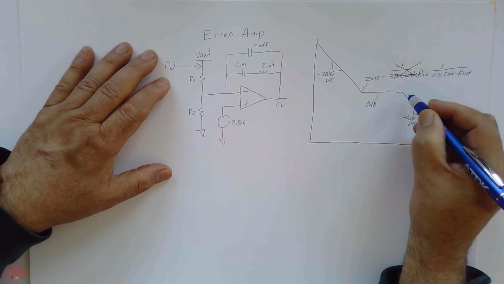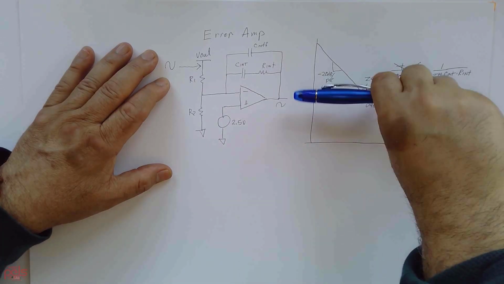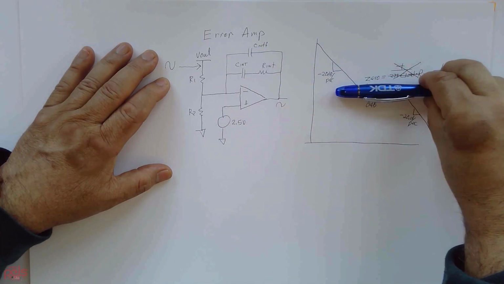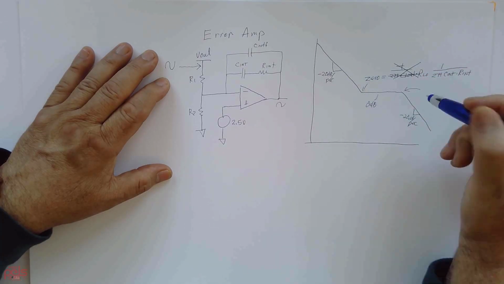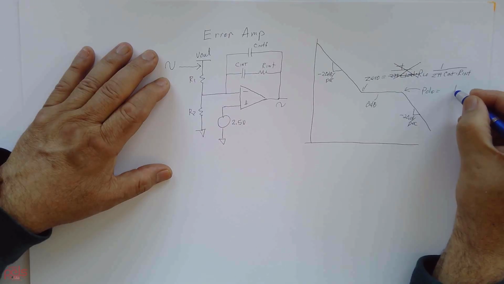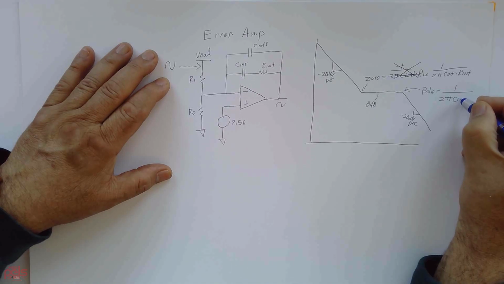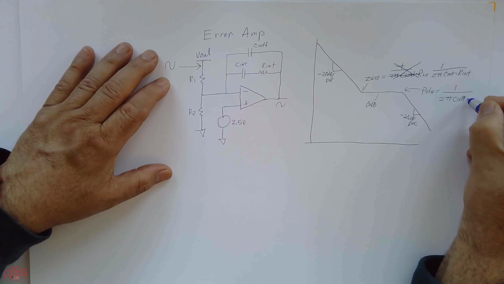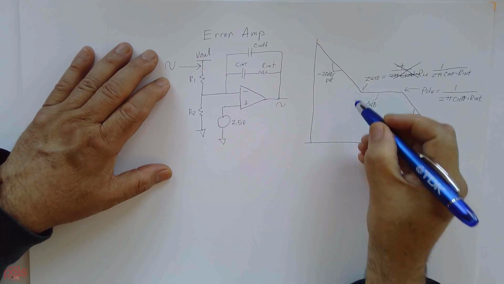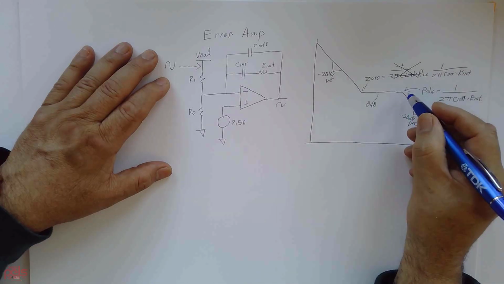Okay. And then the second point that you want to look at is right there, the little hump. And if you notice, it flattens out and then it goes downward. And when you have a downward, that's a pole. And the equation for that is 1 over 2 pi C roll off and R integrator. Okay, so those are the two big points that you want to check out.